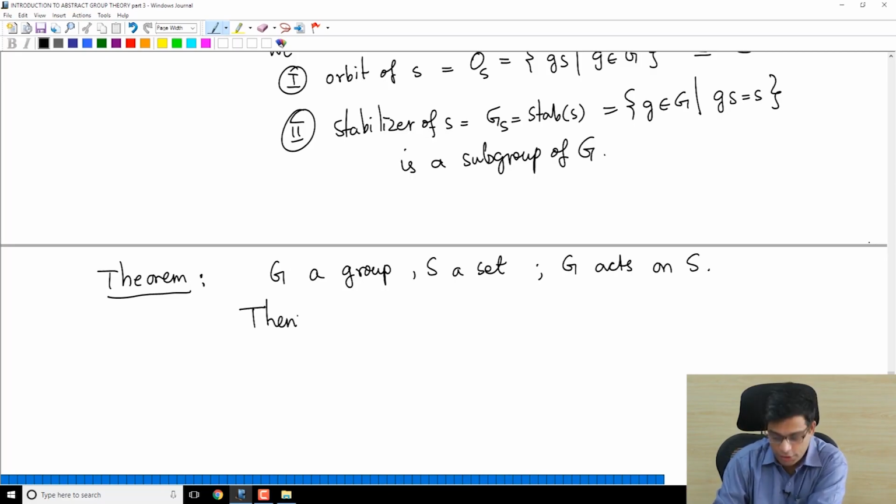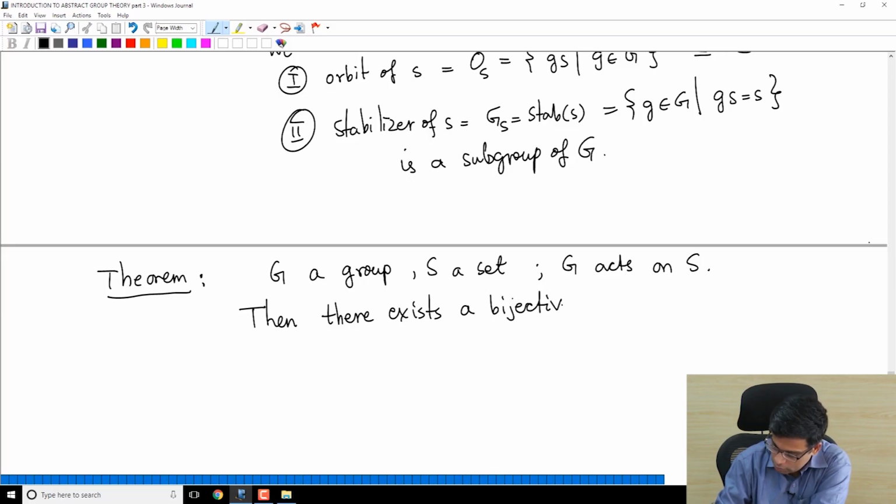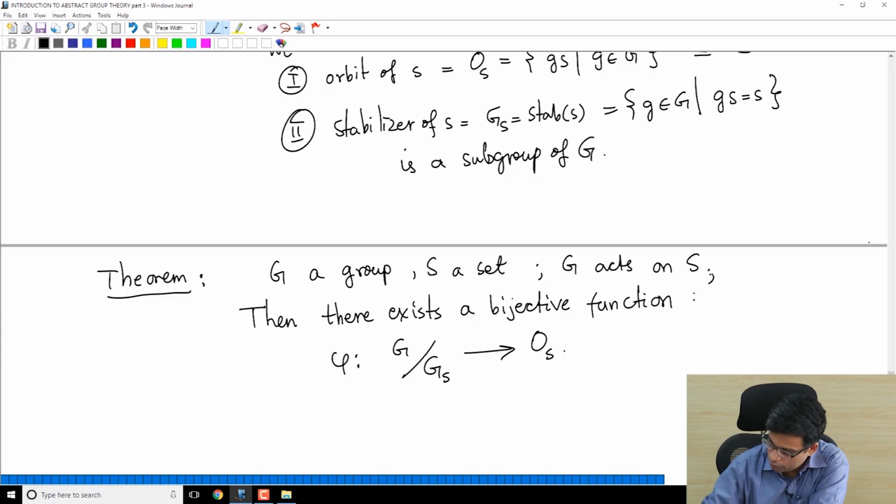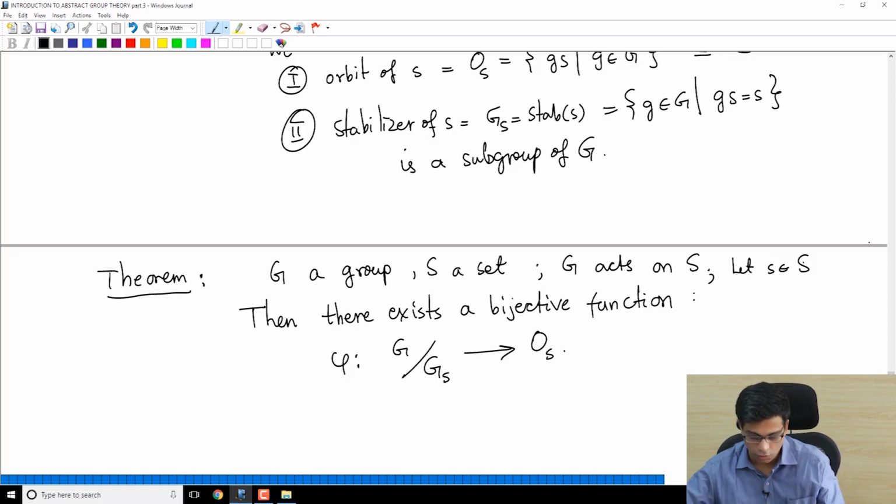Then in this situation there exists a bijective function phi from G mod the stabilizer to, okay, so fix, let a small element s be taken in capital S. Okay, so let me repeat the theorem. G is a group, an arbitrary group acting on an arbitrary set S, and let us fix an element of the set, small s. So small s is an element of capital S.